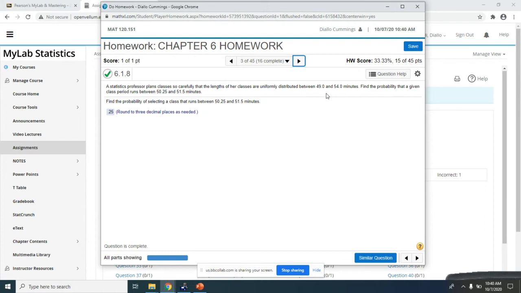Problem number 3 is the same way, okay, a uniform distribution. So I mapped that out between 49 and 54 minutes, right, using a rectangle. I found the probability, right, and then I sort of found this area or this rectangle.